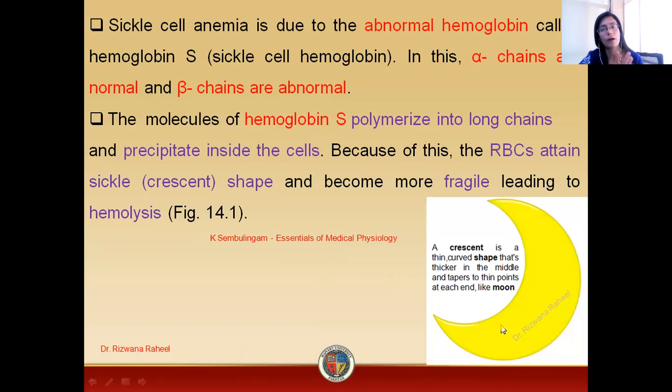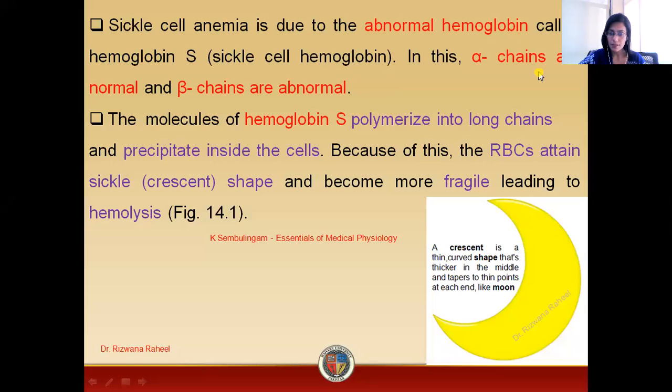So, in this case, we have abnormal hemoglobin, that is hemoglobin S, because we have the hemoglobin S gene from both of our parents. The alpha chains are quite normal, but the beta chains are abnormal because of the change in sequence of amino acid at position number 6. So, the molecules of hemoglobin S will polymerize into long chains, and these long chains will precipitate inside the cell. Because of this, the RBC will attain a sickle shape. The center is thicker, and the edges are thin and tapered.